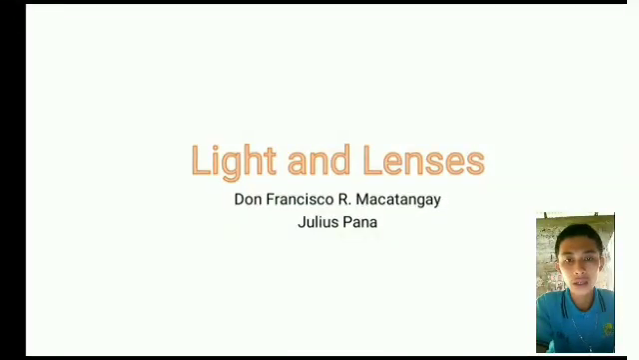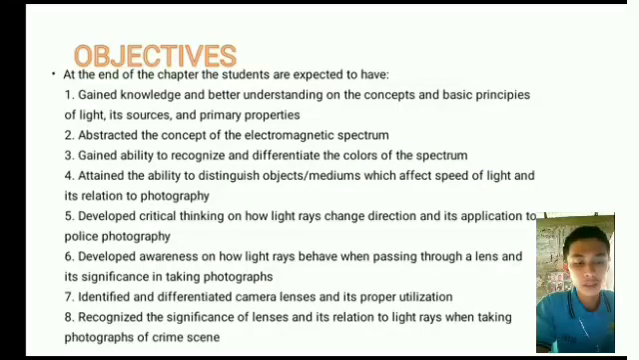Our topic is light and lenses, and the objective is that at the end of the chapter, the students are expected to have gained knowledge and a better understanding of the concept and basic principles of light, its sources, and primary properties; abstracted the concept of the electromagnetic spectrum; and gained the ability to recognize and differentiate the colors of the spectrum.